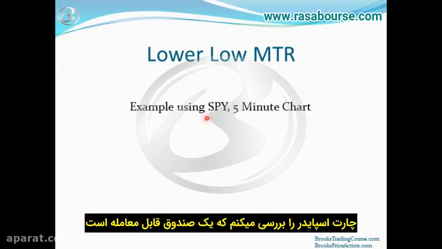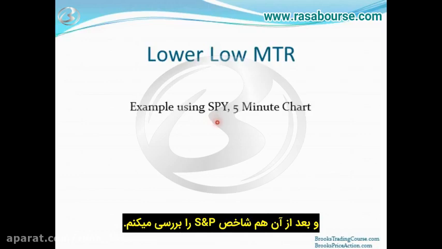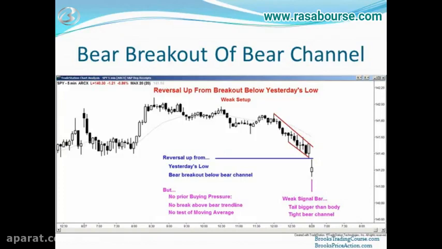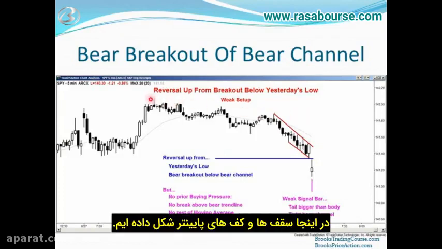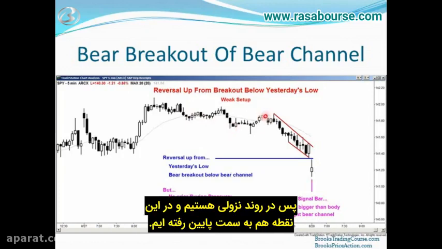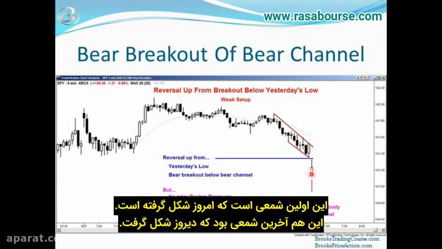I'm going to use the SPY chart, the ETF following the S&P 500 stock index, and I'll use a 5-minute chart. Here we're forming lower highs and lower lows, so we're in a bear trend and we're accelerating downward at this point. This is the first bar of today. This is the last bar of yesterday.